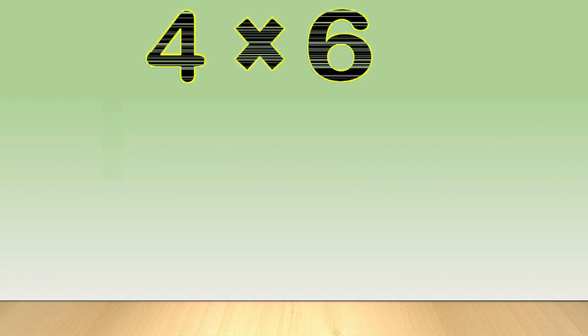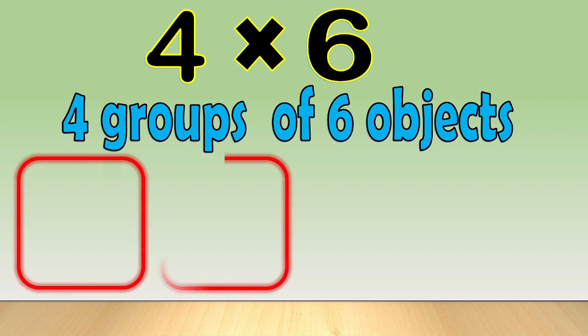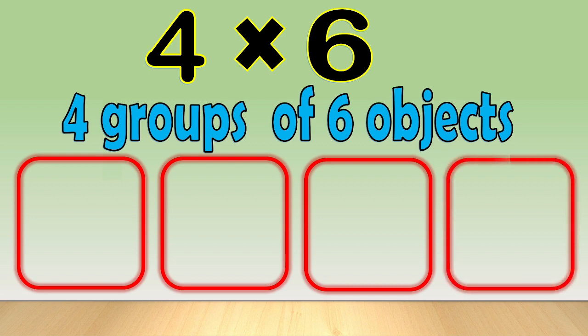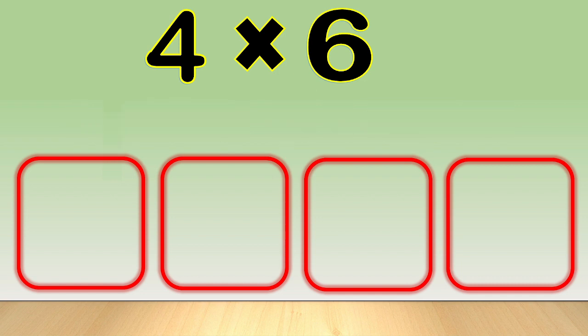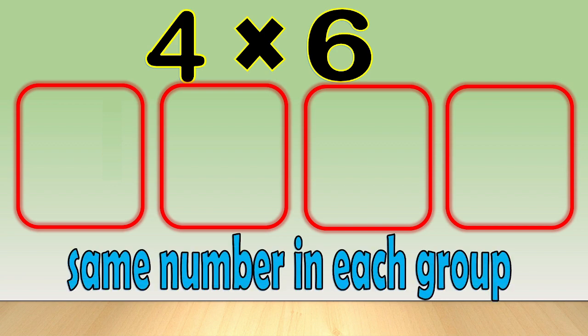Another example, 4 times 6. That means we need to make 4 groups of 6 objects. Let's make 4 groups first. 1, 2, 3, 4. We are going to put 6 stars in each group. There has to be the same number in each group.